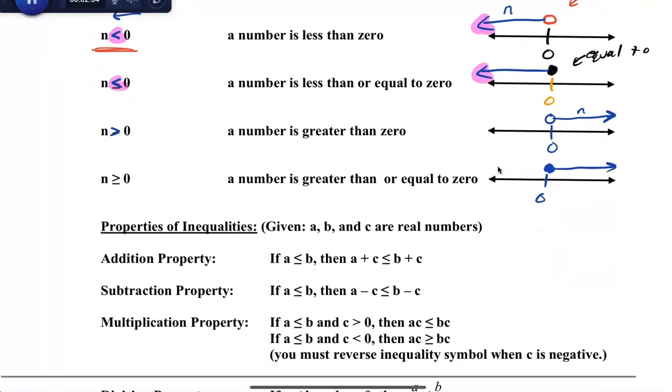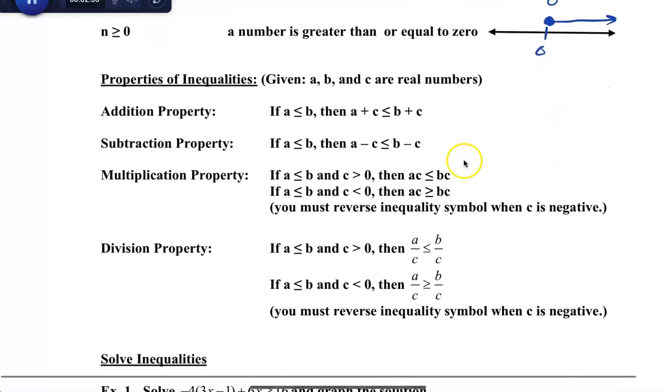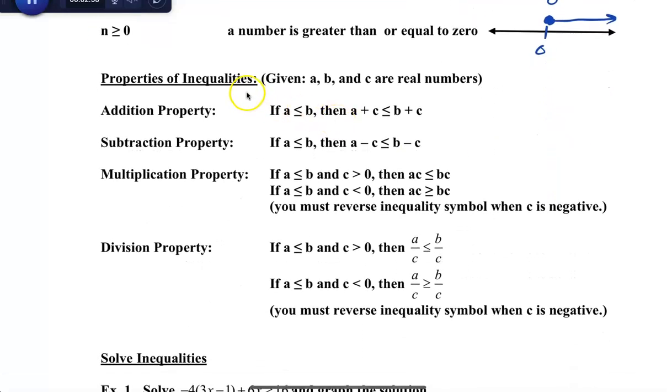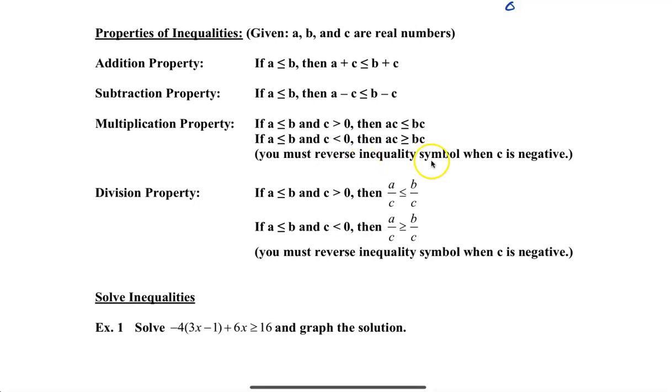And other than that, like I said, the math is mostly the same. When we want to solve these inequalities, we're going to use our properties of inequalities, which are just like properties of addition and subtraction. You can add both sides, you can subtract both sides. You can multiply and divide for both sides. The one rule is you must reverse the inequality symbol when c is negative. So if you multiply or divide by a negative, you must flip the sign, flip the inequality.